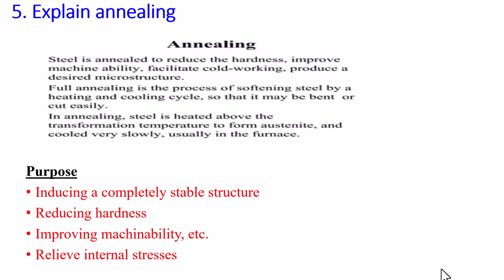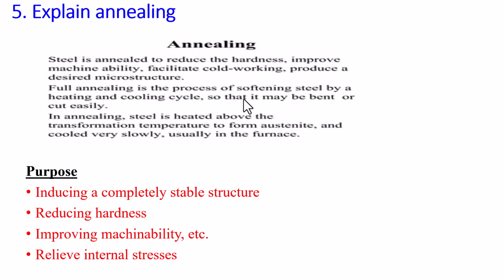So, what is annealing? Steel is annealed to reduce the hardness. So we are reducing the strength. The annealing process reduces the hardness or strength, and improves machinability. We are reducing the hardness but improving the machinability. It facilitates cold working and produces a desired microstructure. So if you have a stronger, that is harder, work material, we can soften it, or make it undergo cold working, or improve the machinability by annealing this harder steel material.